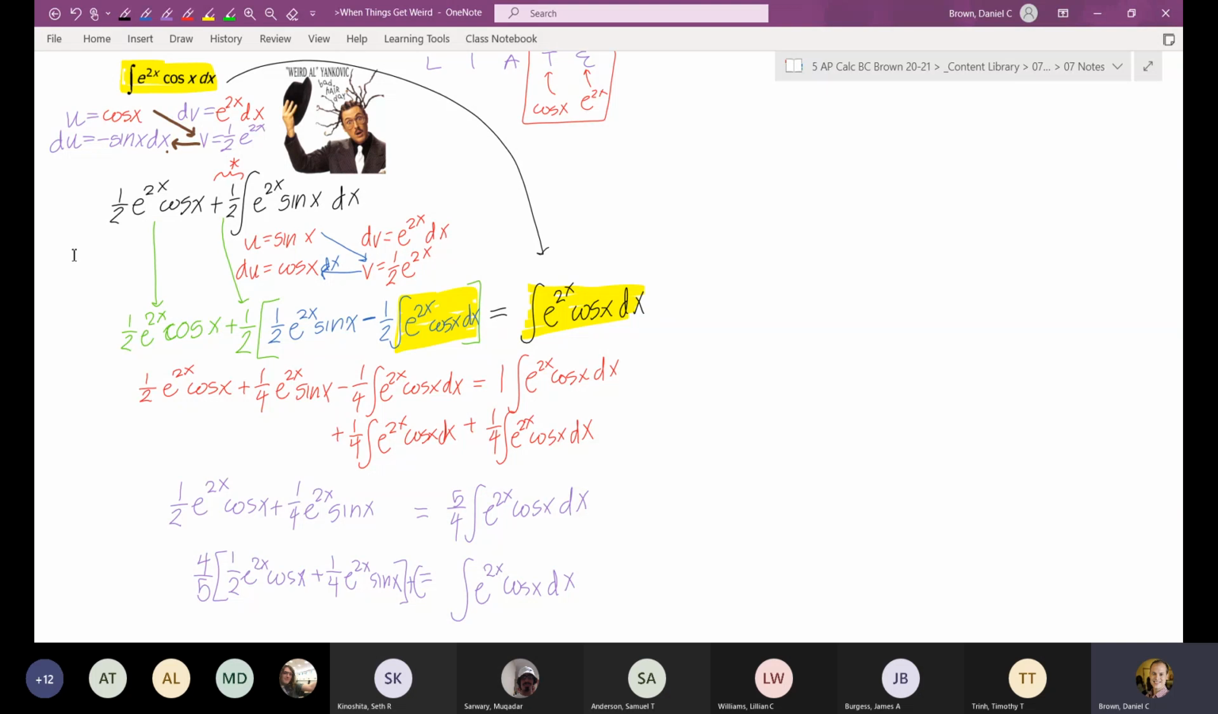And again, the reason why we could do this is the original integral we were trying to solve showed up inside the problem itself. So we just turned it into an equation and solved for that original integral we were trying to find. Questions on that big old problem?